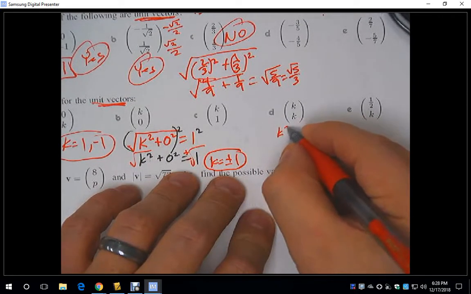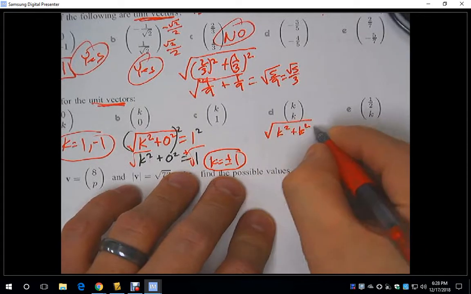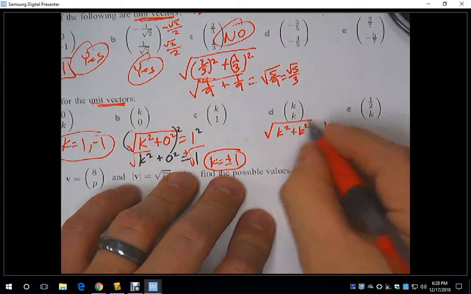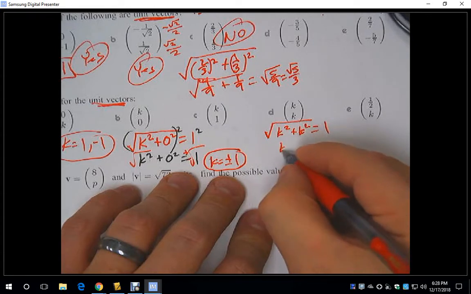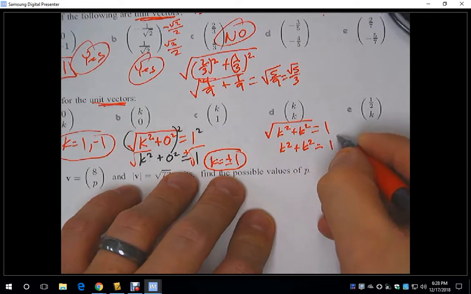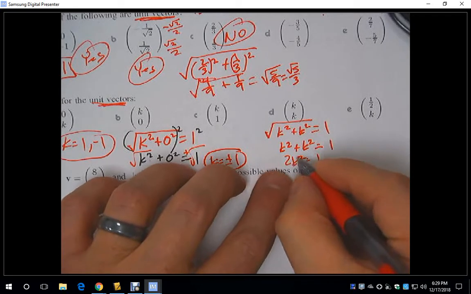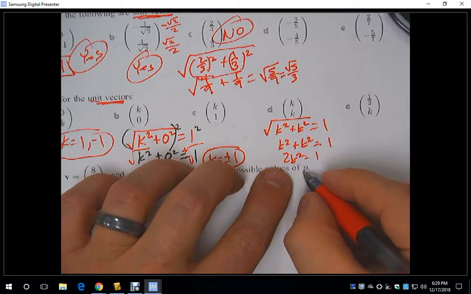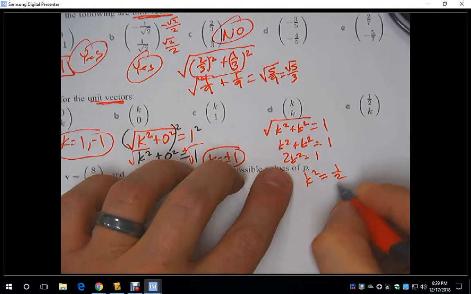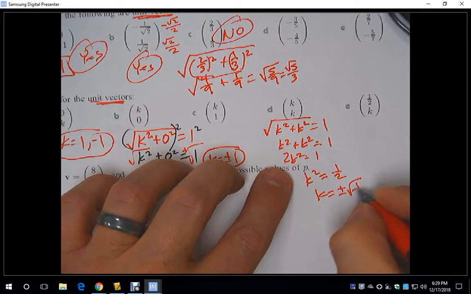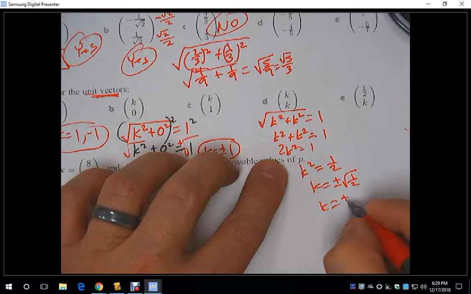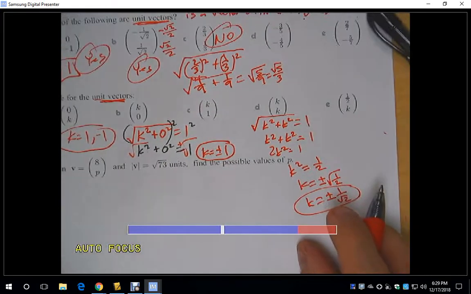So I have k squared plus k squared, all under the square root, and this should equal 1. I'm going to square both sides. That's going to give me k squared plus k squared equals 1 squared, which is just 1. k squared plus k squared is 2k squared equals 1. I'm going to divide both sides by 2. That's going to give me k squared equals 1/2. Take the square root of both sides. It gives me k equals plus or minus the square root of 1 over 2, or k equals plus or minus 1 over the square root of 2, which is basically what we had up here.